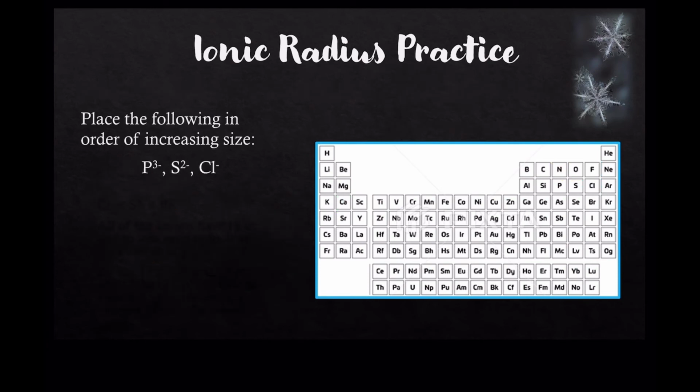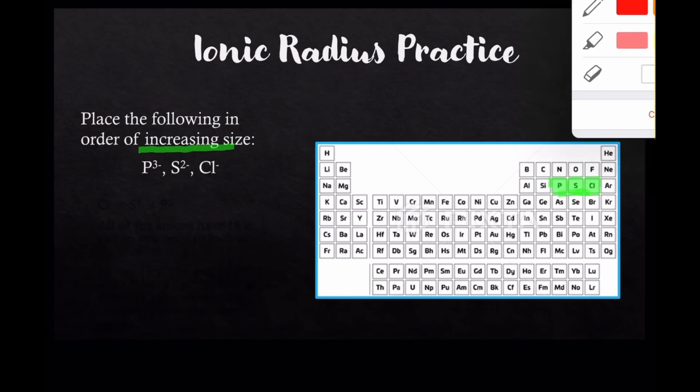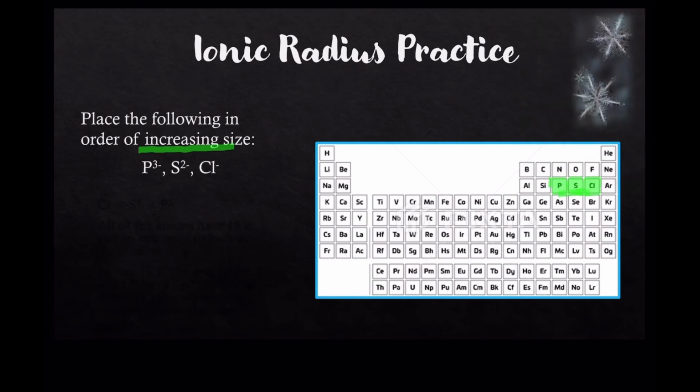Now let's take a look at 3 elements and place them in order of increasing size using their ions. Phosphorus on the periodic table is right over here. Sulfur is right next to it, and then chlorine is right next to that. So they're all right next to each other in the same period. So we're being asked to place these ions in order of increasing size. So let's think about what that means. Does that mean largest to smallest or smallest to largest? Increasing size means going from the smallest radius to largest.